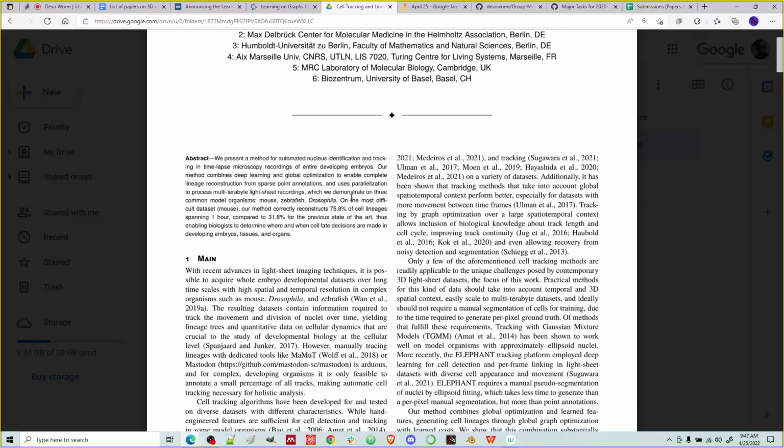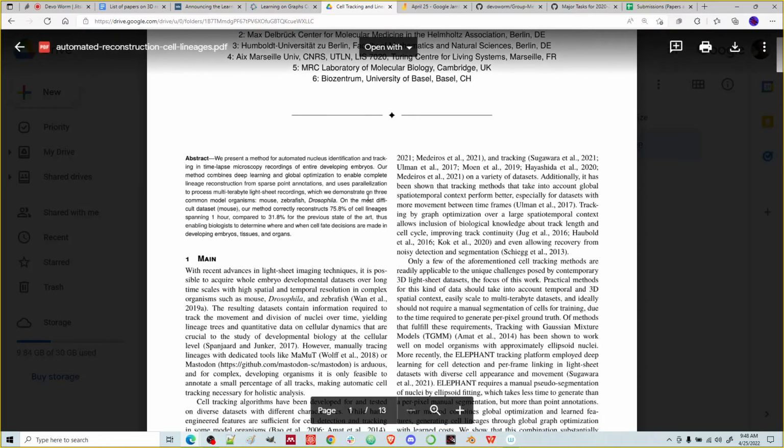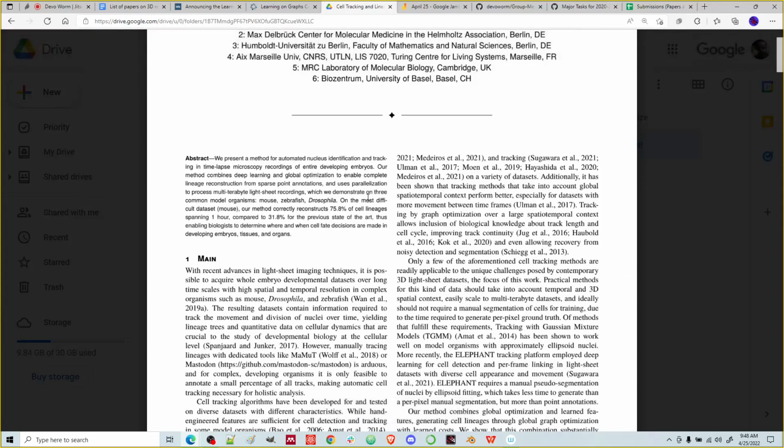And then they have these 3 different modes of development, different model organisms. So they're actually testing this out, trying to test for its robustness here.